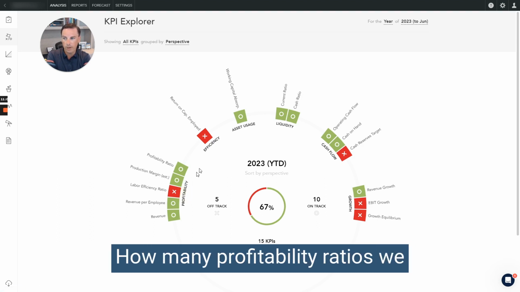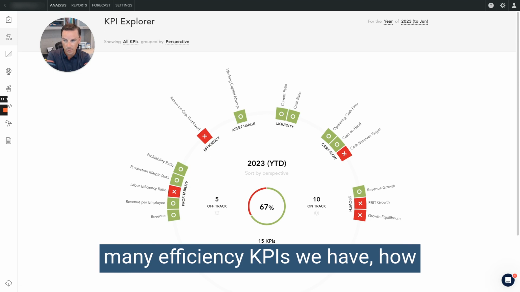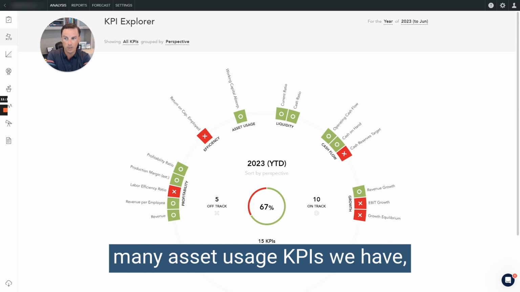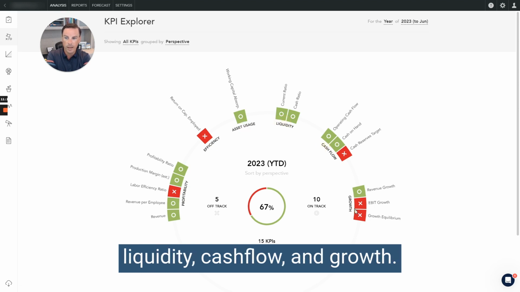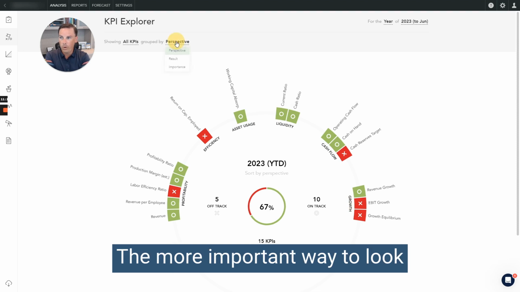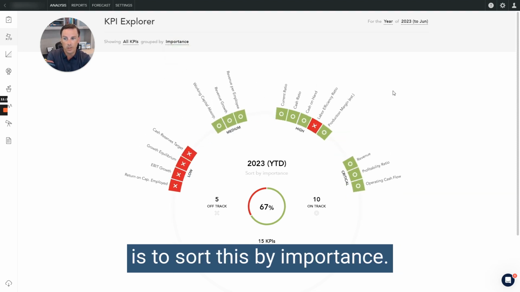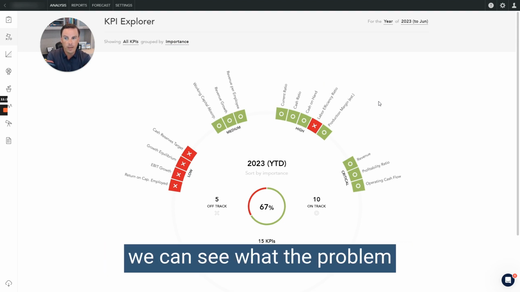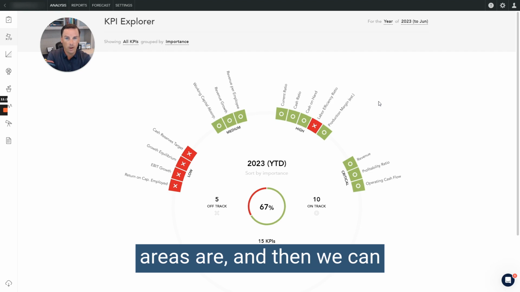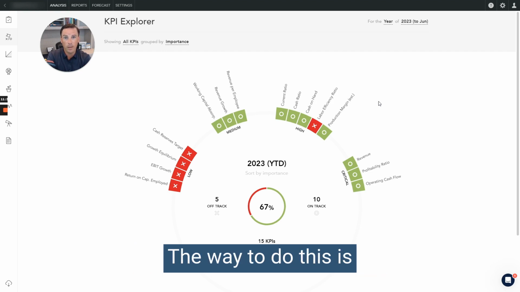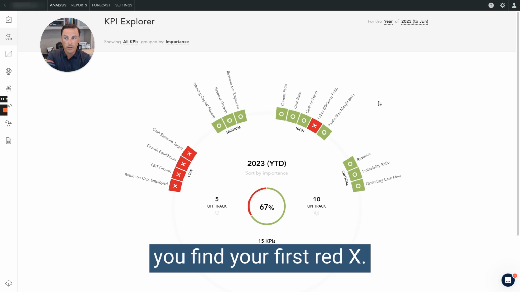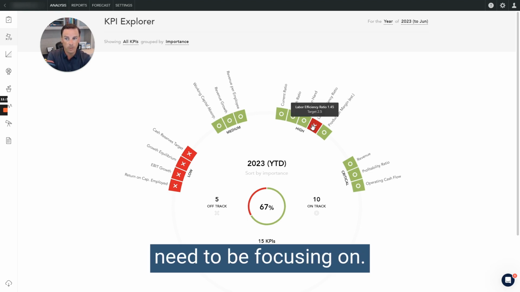How many profitability ratios we have, how many efficiency KPIs we have, how many asset usage KPIs we have, liquidity, cash flow, and growth. The more important way to look at this, and the way that we love to have advisory conversations, is to sort this by importance. When we sort this by importance, we can see what the problem areas are, and then we can start to fix them. The way to do this is to start on the right, work your way left until you find your first red X, and then that's what we need to be focusing on.